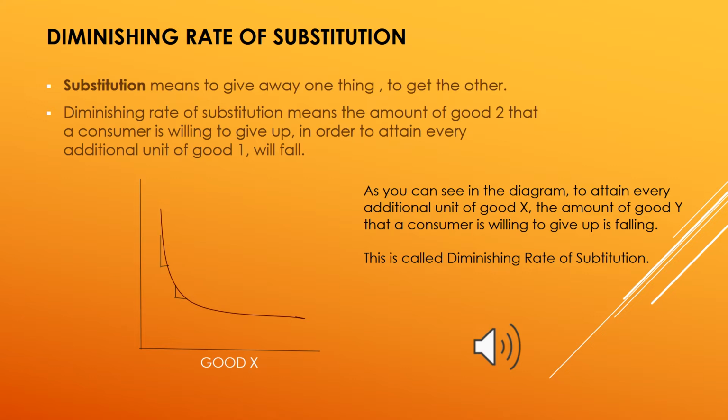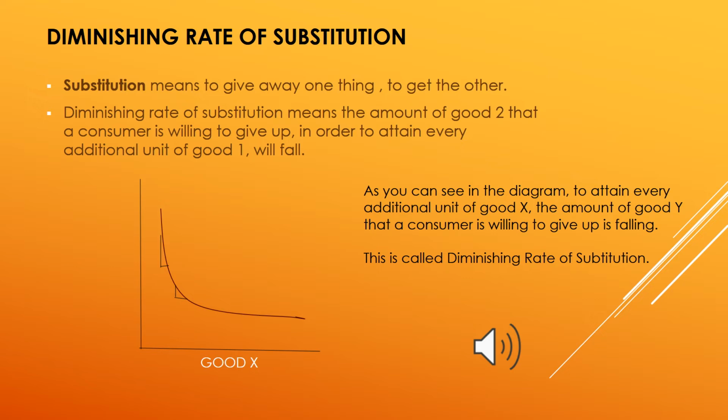It means that when you are giving up one good to attain the other good, the amount that you are willing to give up will keep on falling if you want to attain more and more of the other good. You can see in this diagram, let's say on the x-axis there is good x and on the y-axis there is good y. So to attain every additional unit of good x, the amount of good y that I am willing to give up will keep on falling.